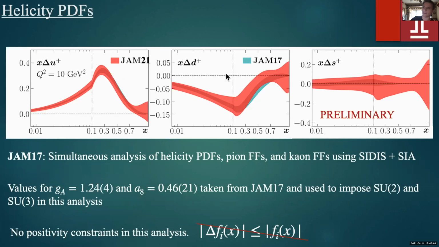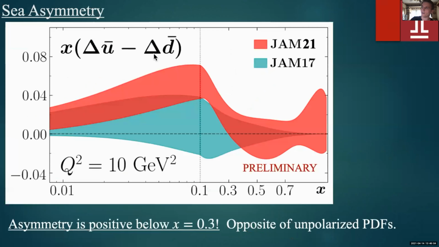So these are the polarized PDFs, but of course, what we're really interested in is the polarized sea quark asymmetry. From JAM17, since it included semi-inclusive DIS, in theory, that data is capable of distinguishing between the light sea quarks, but it found that in practice the data was not capable of actually doing so. However, with the polarized W data included, we now find the red curve, which shows unambiguously that the asymmetry is nonzero and positive below around x of 0.3. It also shows that it is the opposite sign of the unpolarized sea asymmetry.